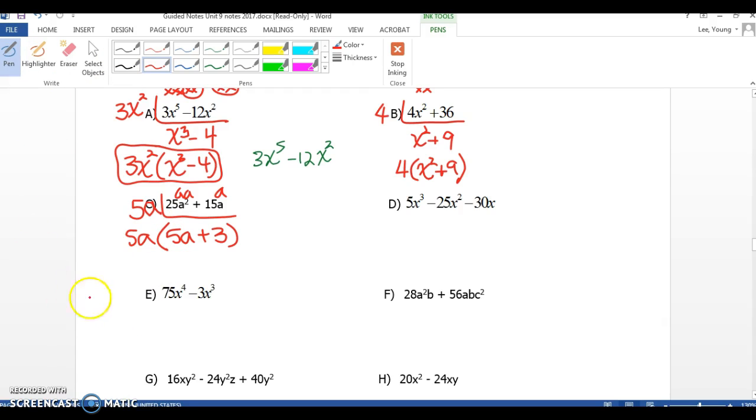Okay? So I'm done. Now, do you see the pattern here? So if you look at the variable terms, if you look at x to the 5th power and then x to the 2nd power, what was the common factor? The one with lower exponents, x to the 2nd power. Between a squared and a, what was the common factor? A was the common factor, which was the lower exponent. Does everyone see the pattern?